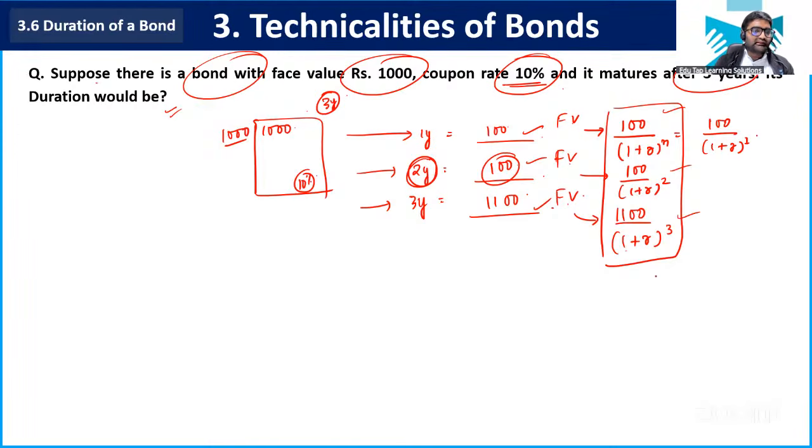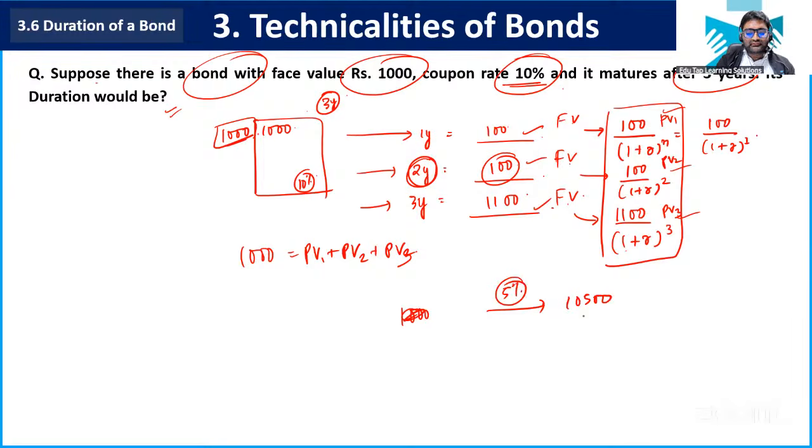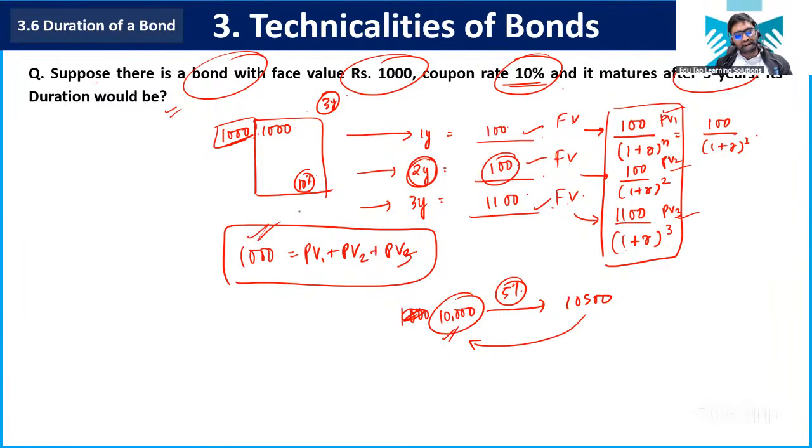Now tell me, presently I have spent 1000 rupees. So can I say this 1000 rupees is nothing but all of these: present value 1, present value 2, present value 3? If I add all of these present values, I should get 1000 only. Like we have seen in the previous case, we took 10,500 and 5%. At 5%, when we calculated the present value, we got 10,000 only, and we knew that we had spent 10,000 only. So can I say all of them actually equate to 1000? Right, I can say this, isn't it?